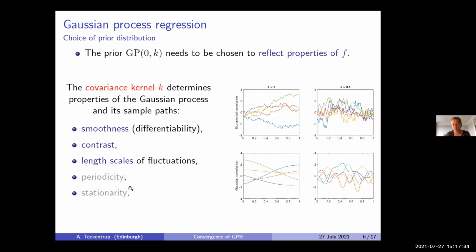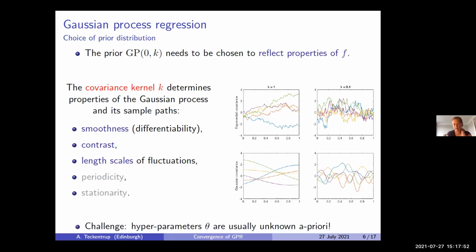Right. So there's also other properties such as periodicity, so whether you have periodic functions, and stationarity, whether your function behaves the same everywhere in the domain or whether it behaves differently in different parts of the domain. But I'm not going to be talking too much about those today.